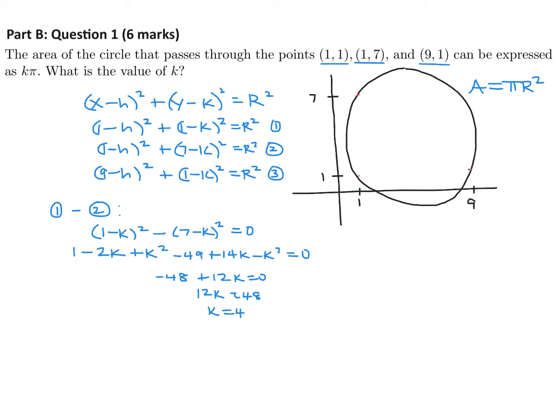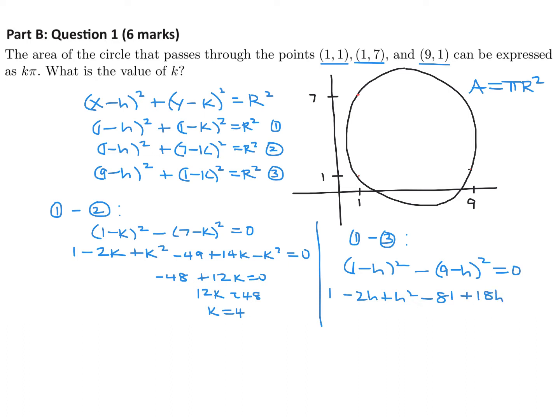Okay. Now we'll proceed and try to figure out r. I guess we can do equation 1 minus 3. That would give me (1 minus h) squared minus (9 minus h) squared is equal to 0. So same story, expand: 1 minus 2h plus h squared minus 81 plus 18h minus h squared is equal to 0. So we have minus 80 plus 16h is equal to 0, and h is equal to 5.